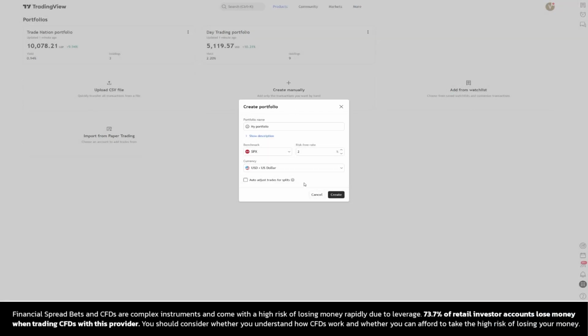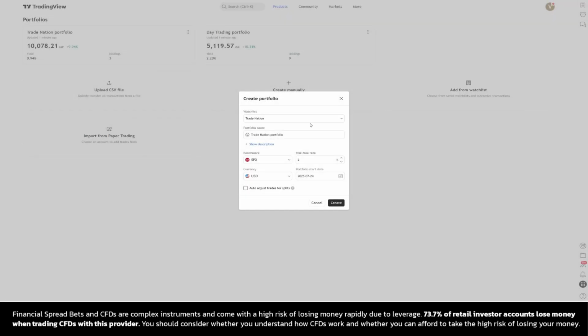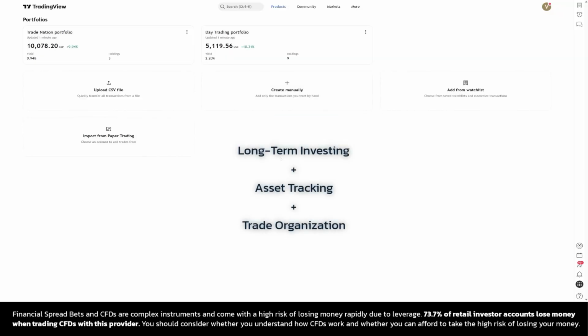Portfolios can also be created in different ways. A user can add symbols manually, import transactions from a CSV or XLSX file, or build a portfolio from an existing watch list. This makes the feature useful whether the goal is to track a long-term investment account, review a group of selected assets, or organize trades in a cleaner format.